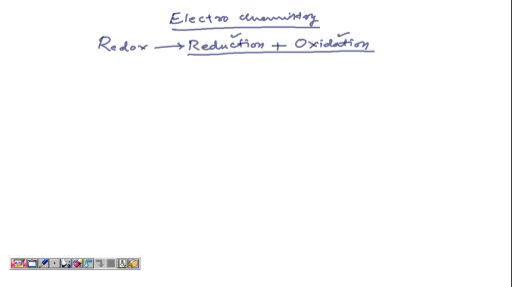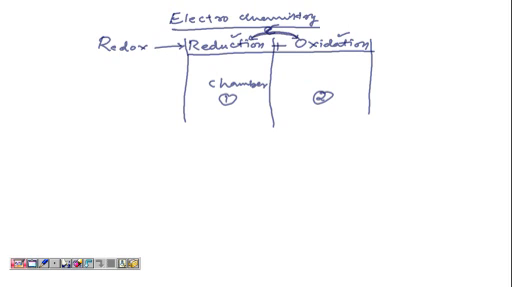But suppose you separate the two reactions, reduction and oxidation, and conduct them in two separate chambers, this is chamber 1 and this is chamber 2. Then it is possible to connect these two reactions by using an external connecting wire, so that the electrons can move from the oxidation chamber to the reduction chamber. Usually in the oxidation chamber the electrons are liberated, and they move to the reduction chamber.